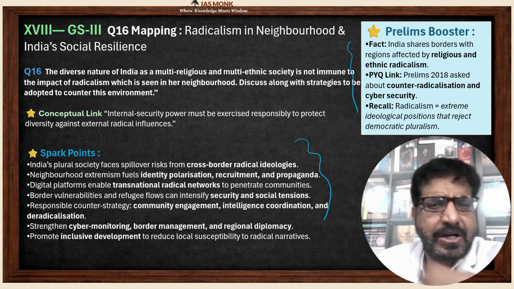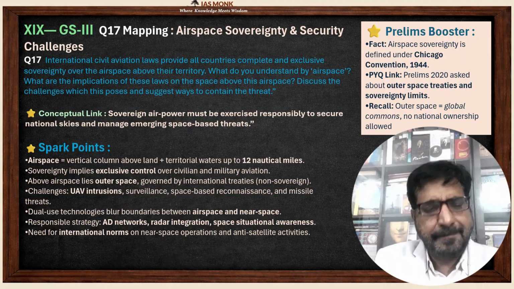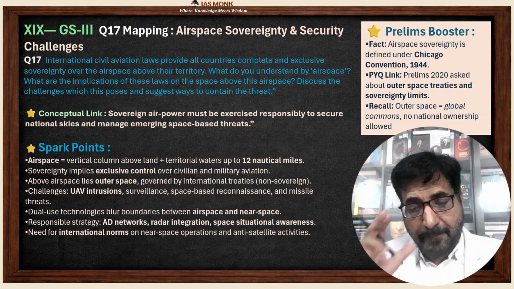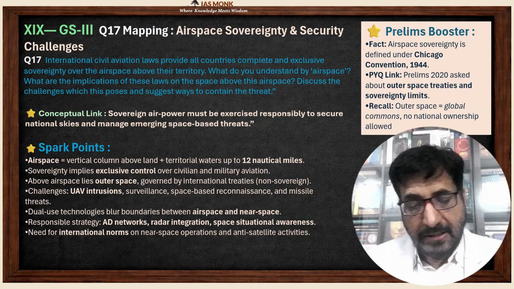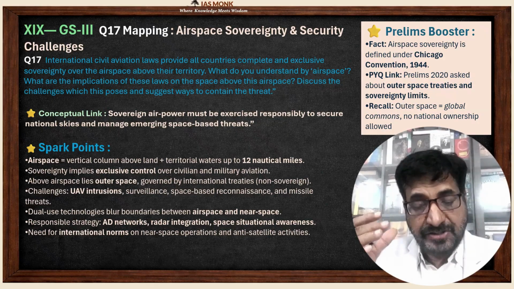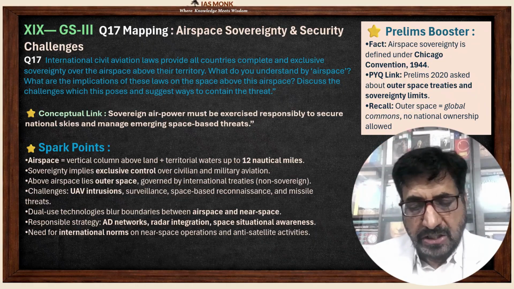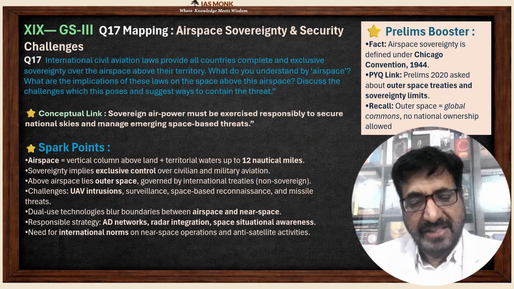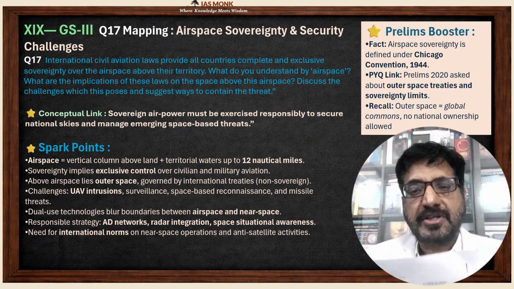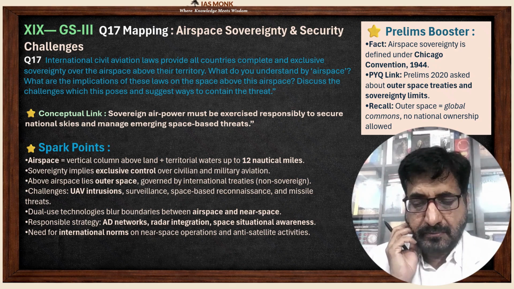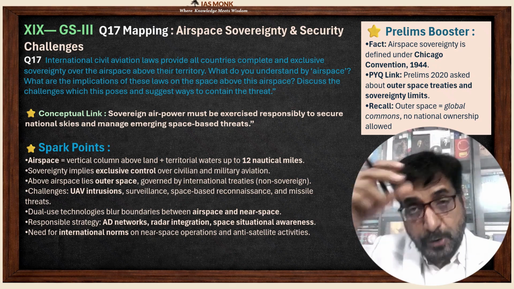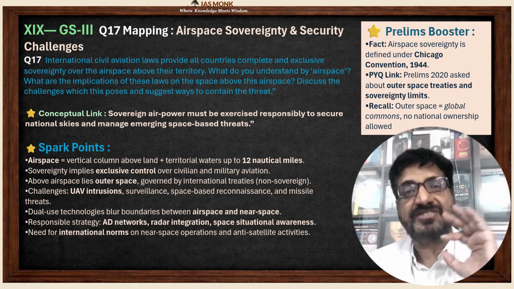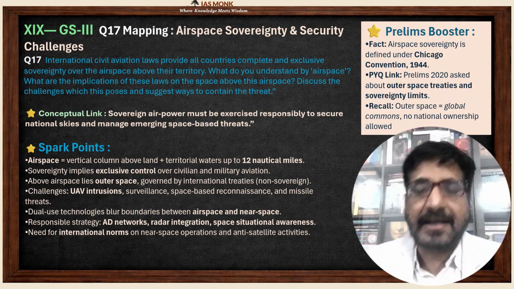Okay, moving on to next question, question number 17. International civil aviation laws provide all countries complete and exclusive sovereignty over the airspace above their territory. What do you understand by airspace? What are the implications of these laws on the space above? That means space above the airspace. Discuss the challenges which this poses and suggest ways to contain the threat.